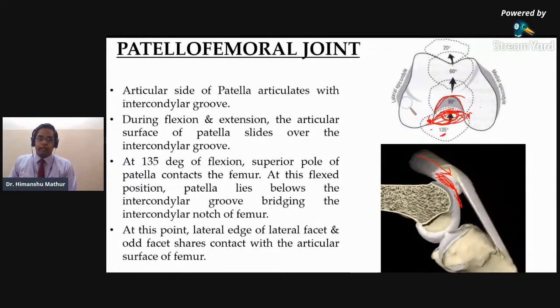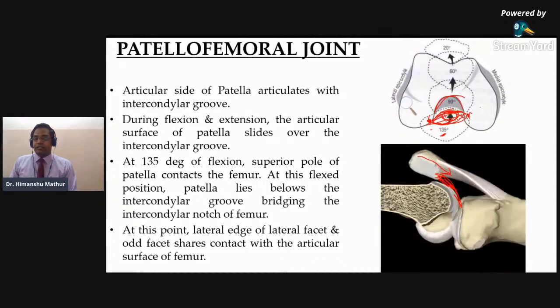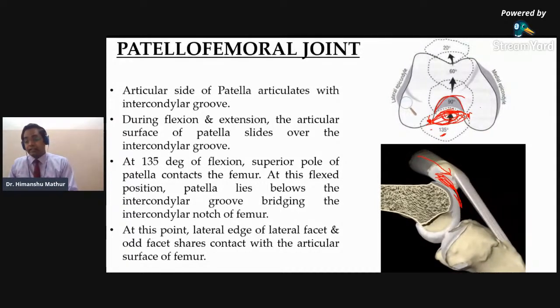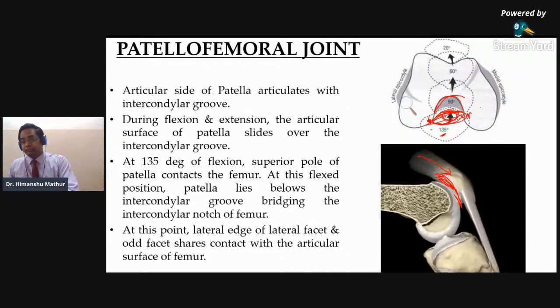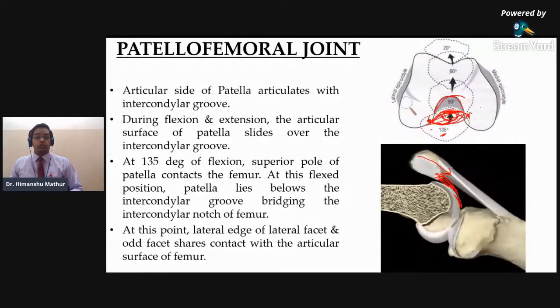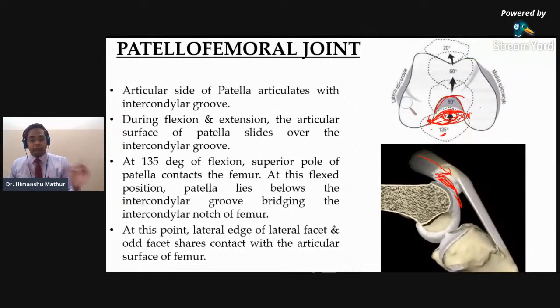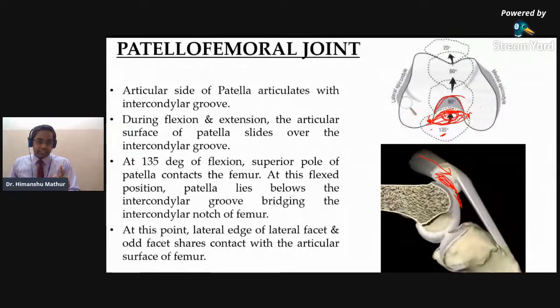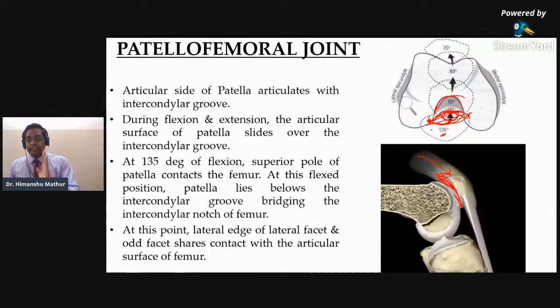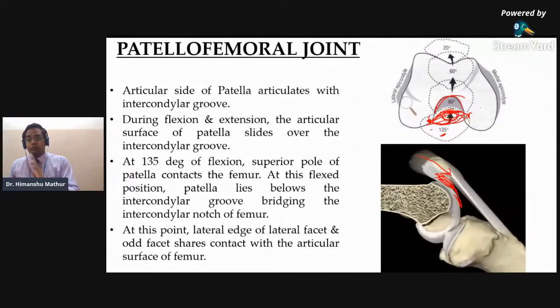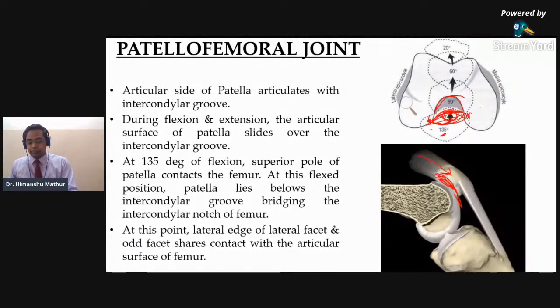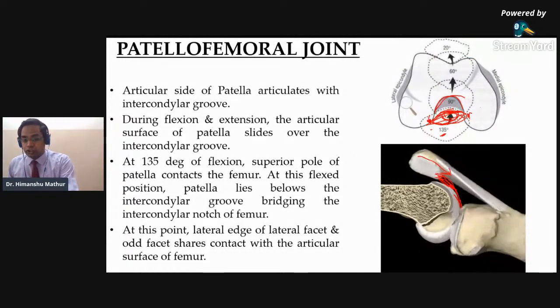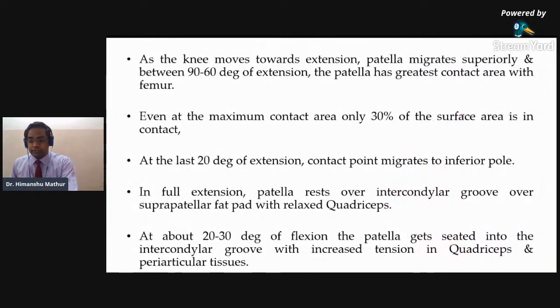Okay, this is how. Now at this point, the lateral edge of the lateral facet and the medial edge of the medial facet, which was your odd facet of the patella that we studied earlier, are in contact with the femoral articular surface. All right, this is the significance of your odd facet of the articular surface of patella.